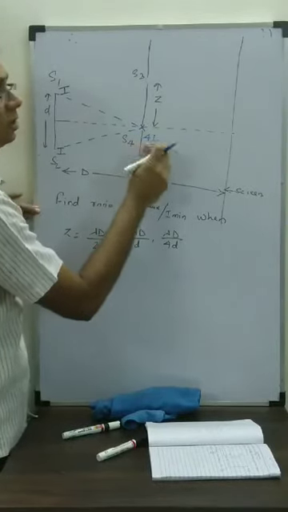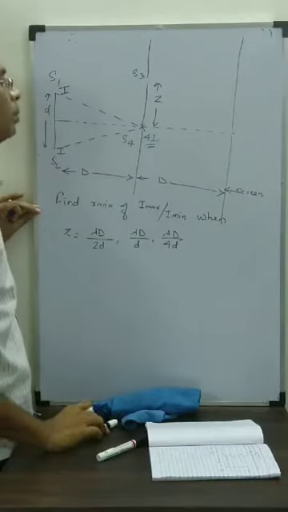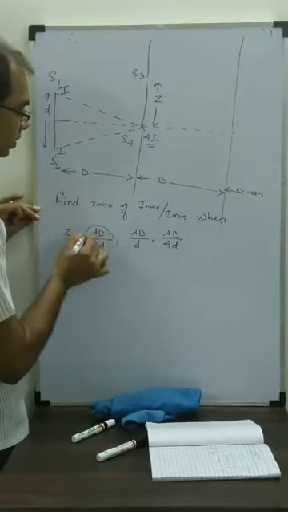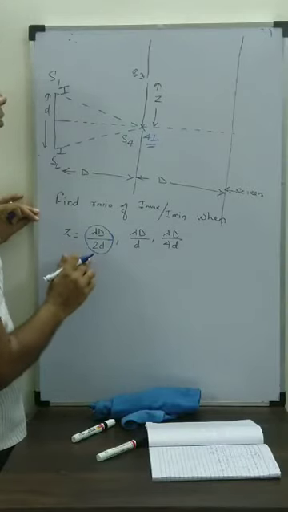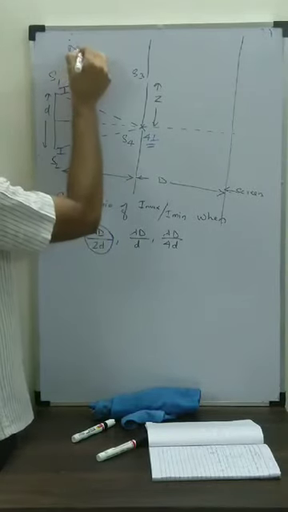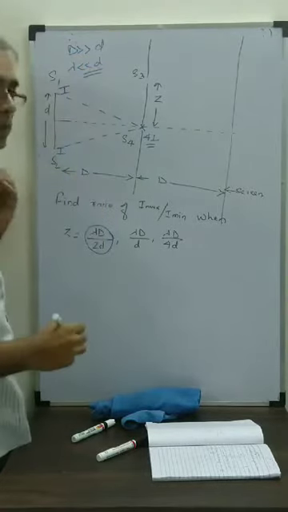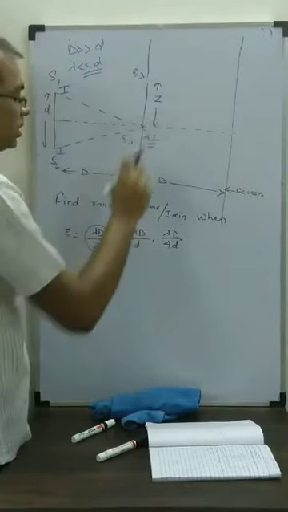Maximum. What is the intensity? 4I. Okay, let's talk about this point now. The first thing we are taking is lambda D by 2, and it's given to you that D is very large, lambda is very small. So Z value is lambda D by 2.